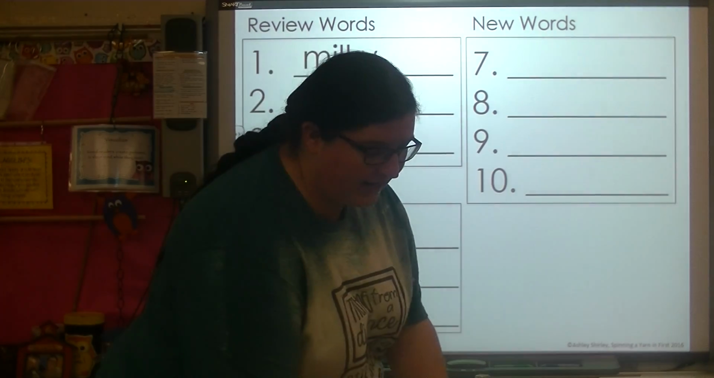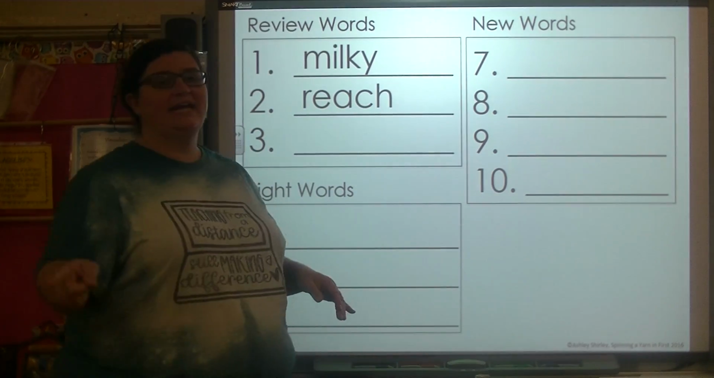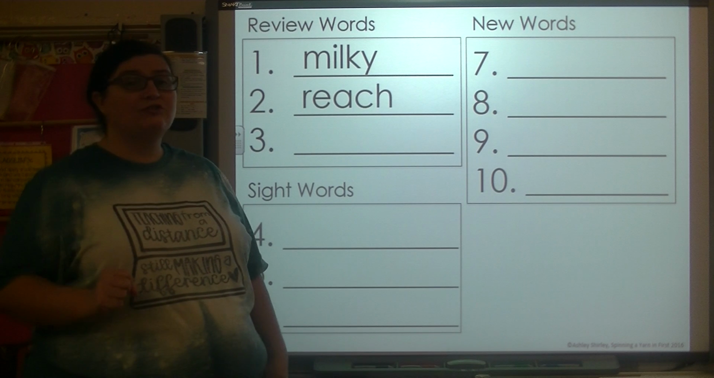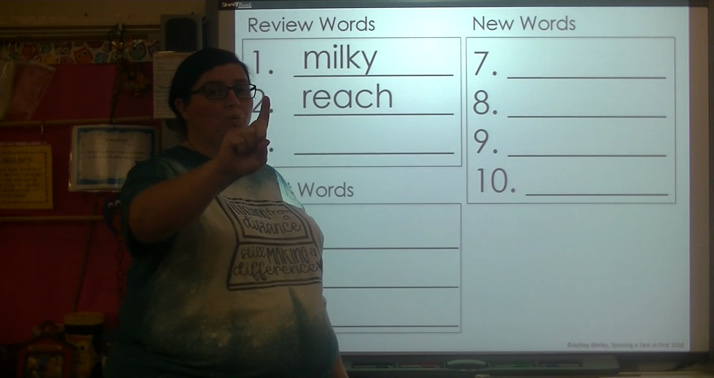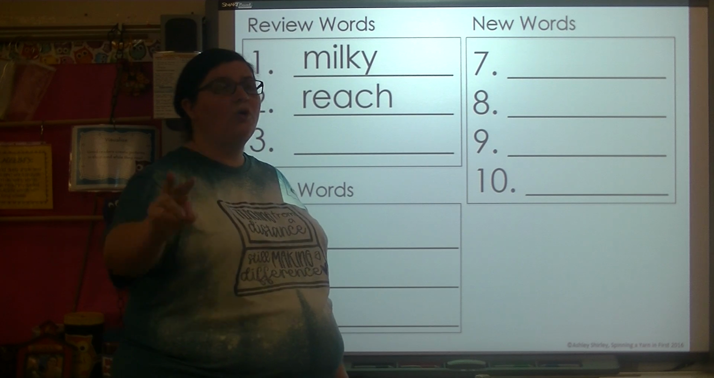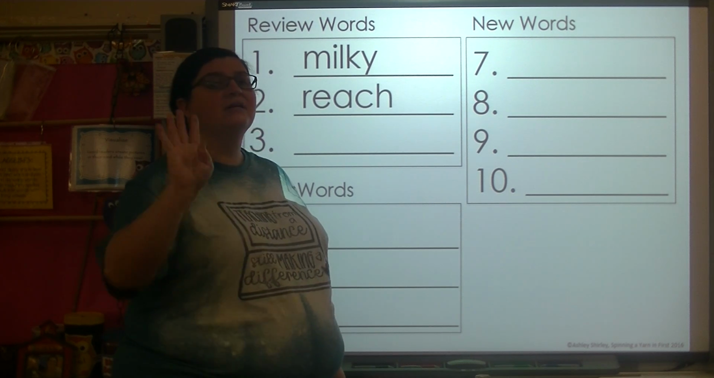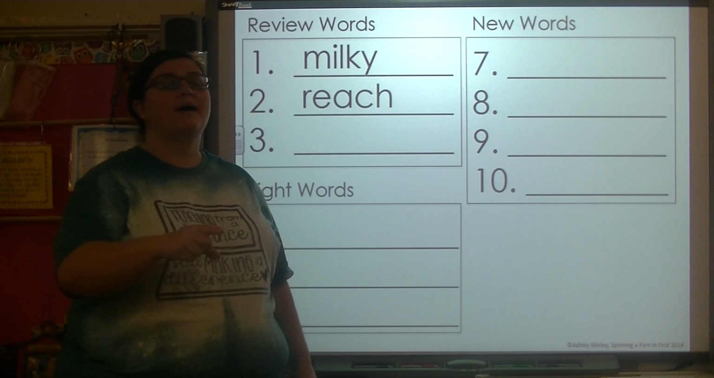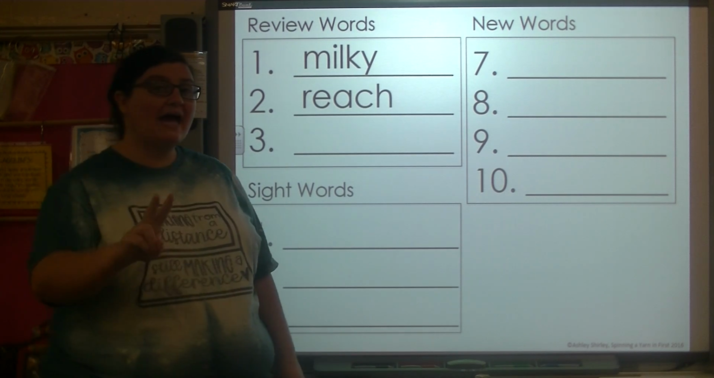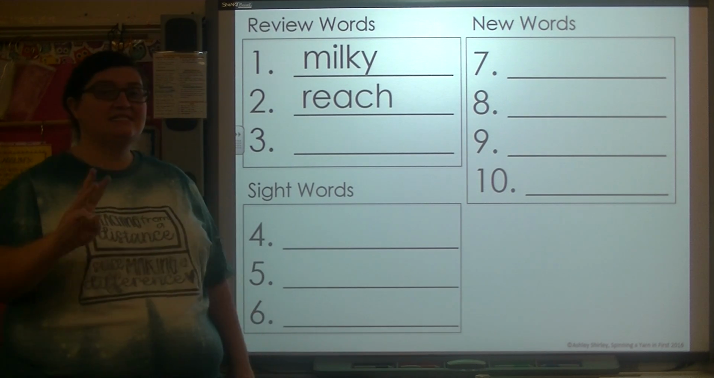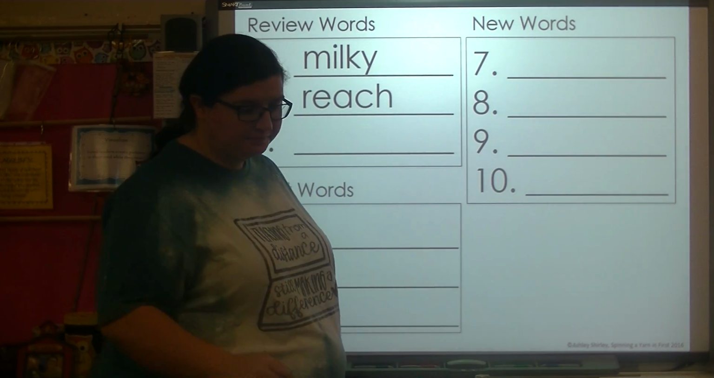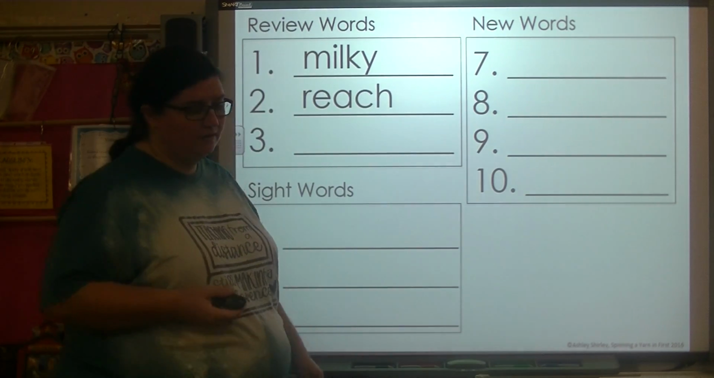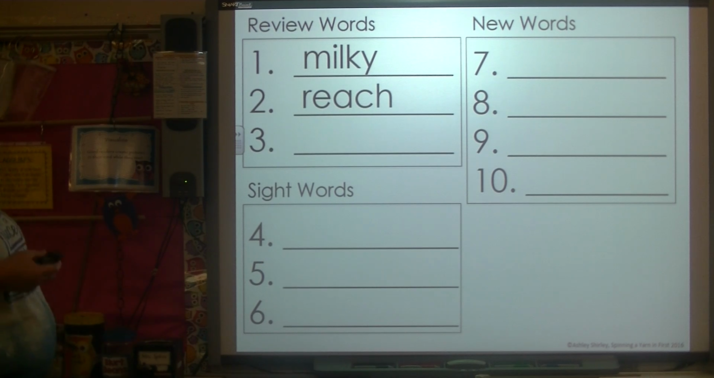Number 3, round. A circle is round. Tell me the sounds you hear in round. Get ready. R, ow, d. One more time. R, ow, d. Round. Spell round.